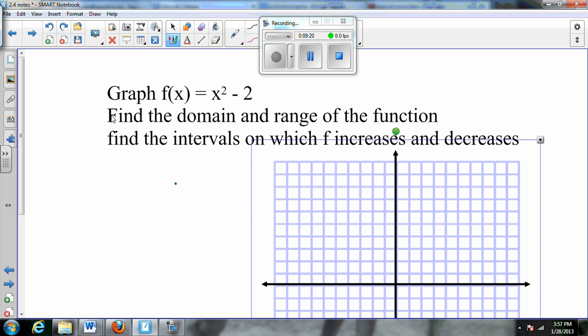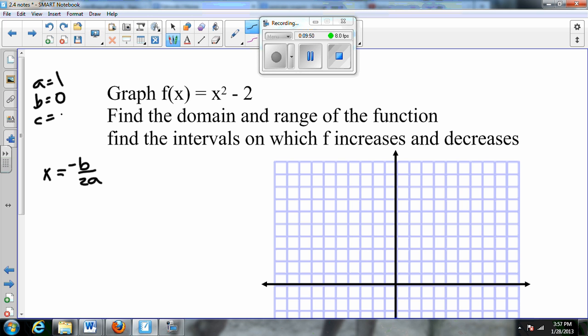Okay, for our last example, we're going to graph f of x equals x squared minus 2. We're going to state the domain and range of the function and the intervals in which it increases and decreases. So f of x equals x squared minus 2. We can go and find the vertex. So x equals -b over 2a. a is 1, b is 0, c is -2. Because there's no b, it's 0, so x is 0.